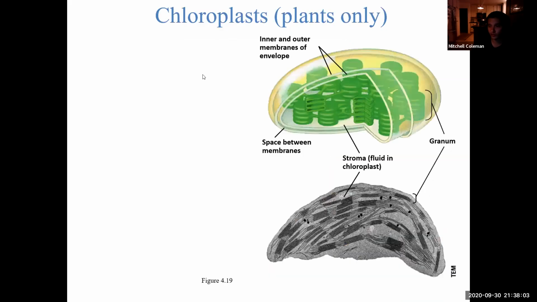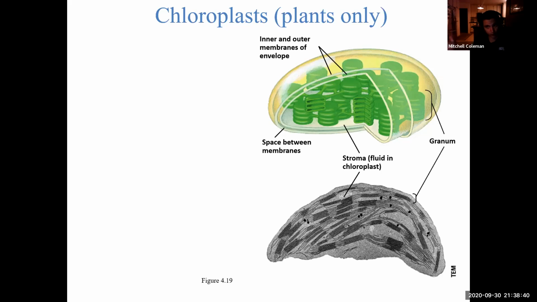Another type of organelle which only occurs in plants is chloroplasts. Maybe you've heard of chloroplasts before. These are broadly involved in photosynthesis. We'll talk more about photosynthesis in the last unit of the course, but broadly, as I'm sure you know, it involves taking the energy from the sun and converting it into chemical potential energy with water and carbon dioxide, ultimately making things like glucose, which is a sugar. So plants can make their own food.